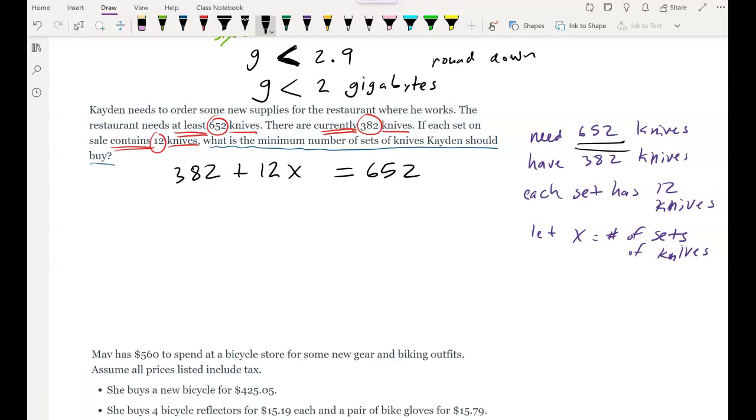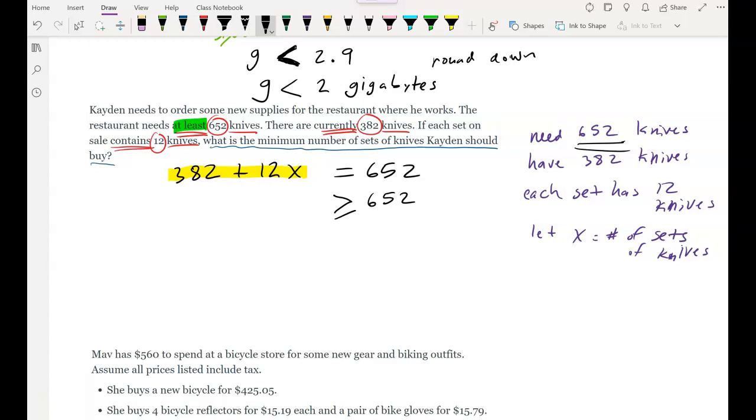Now, this is the point where we have to ask ourselves this question. Can the how side be more than 652? Is it okay for there to be more than 652 knives? Of course, because it says at least 652, and at least means it has to be 652 or more. So yes, this side can be more than 652. Can it be exactly 652 if we want it to be? Yes. They can order so there's exactly 652, or they can order so there's more than 652.